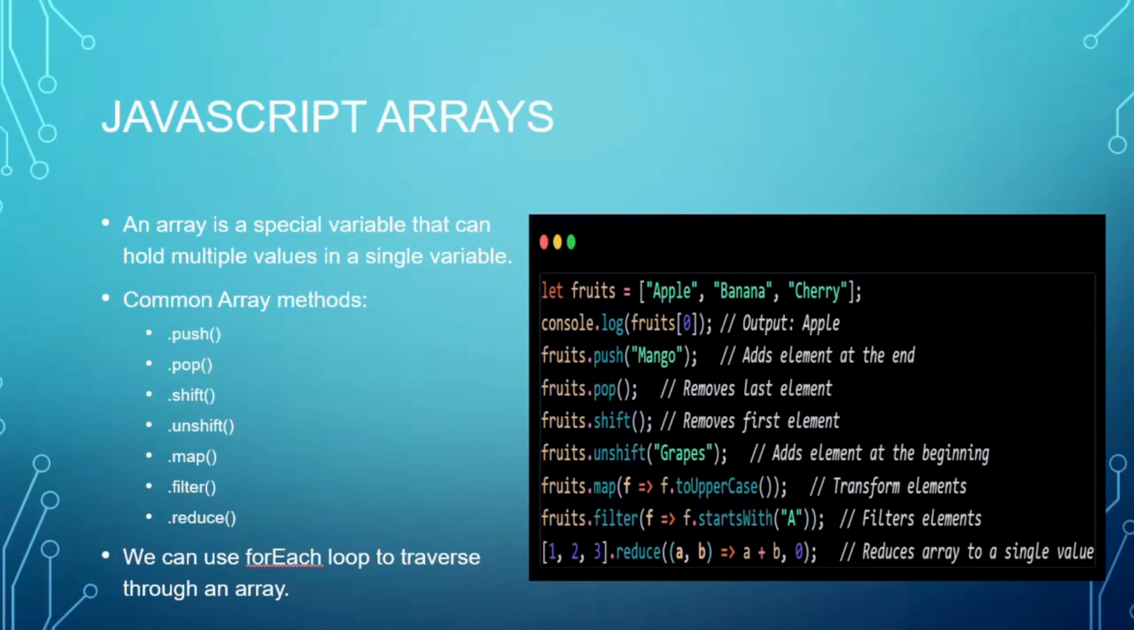Push method adds an element to the end of an array. Pop method removes the last element from an array. Shift removes the first element from an array. Unshift adds an element to the beginning of an array. Map method creates a new array by applying a function to each element. Filter method returns a new array with elements that match a condition. Reduce method reduces an array to a single value by applying a function.